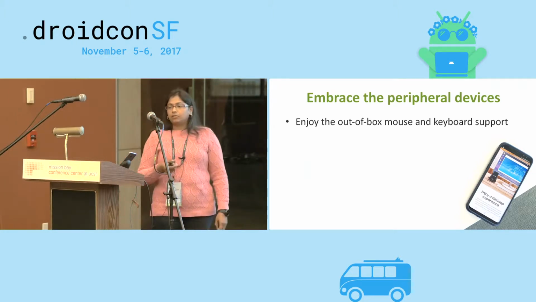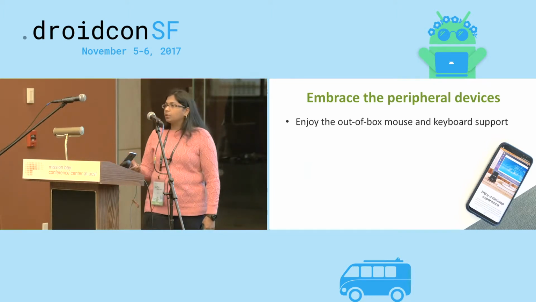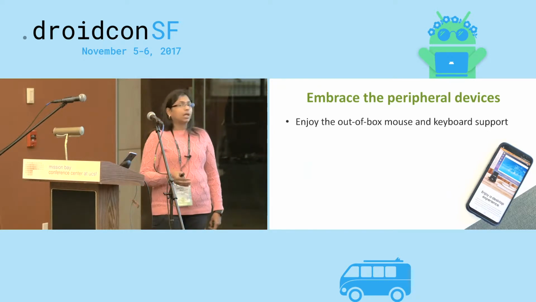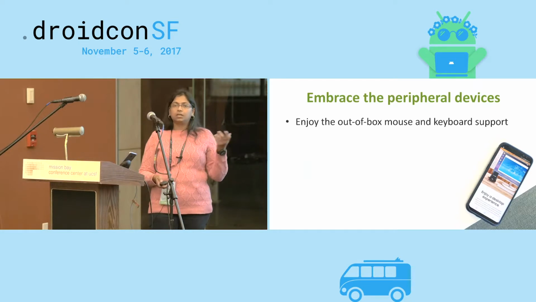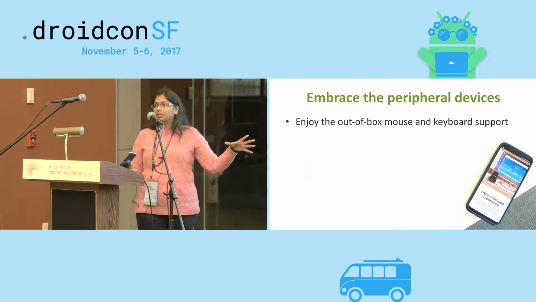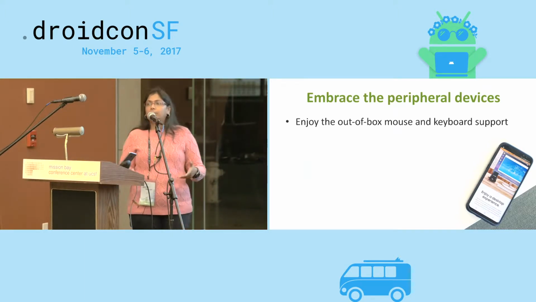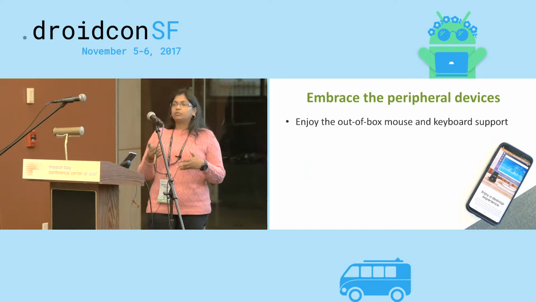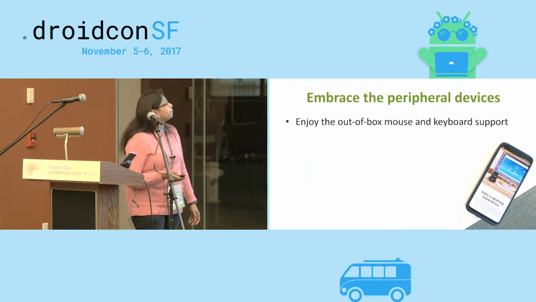So embrace peripheral devices. As Victor already showed you in a demo, the desktop mode comes with the advantage of having peripheral devices like keyboard and mouse. So you should try to take advantage of the keyboard and mouse. When it comes to a bigger screen, even if it's touch enabled, nobody is going to use touch gestures on it. So it's better to make your app compatible with physical keyboards. Come up with your own custom keyboard shortcuts, mouse shortcuts, etc.